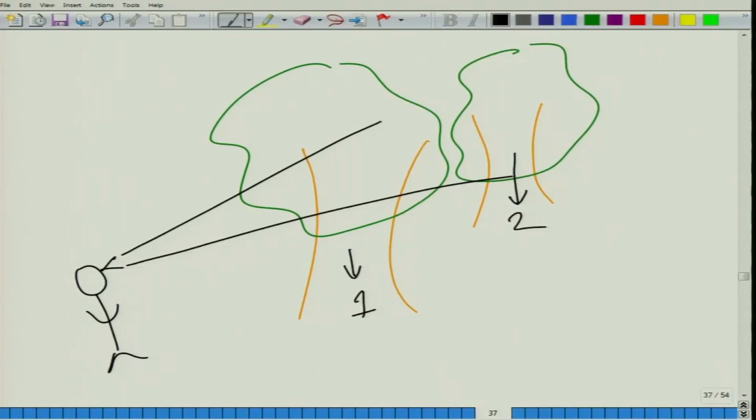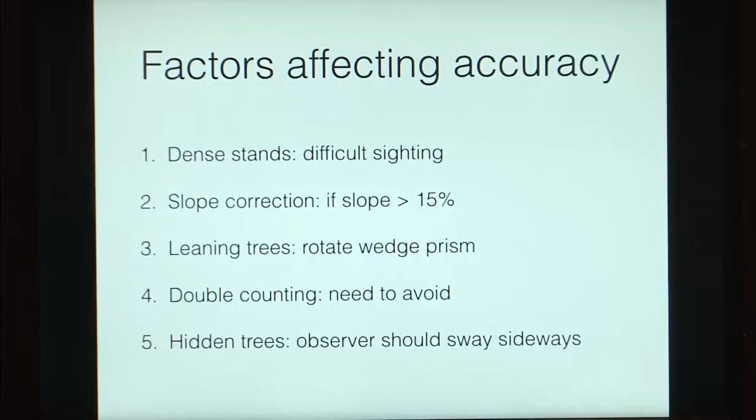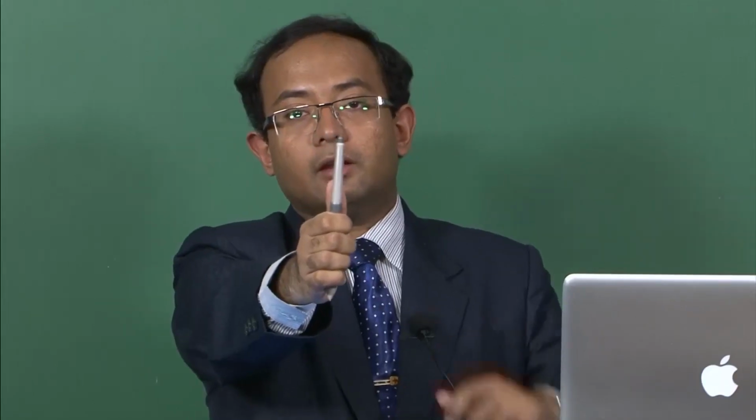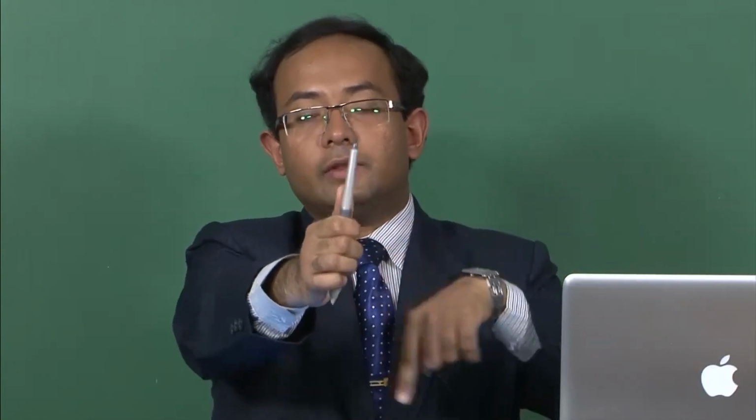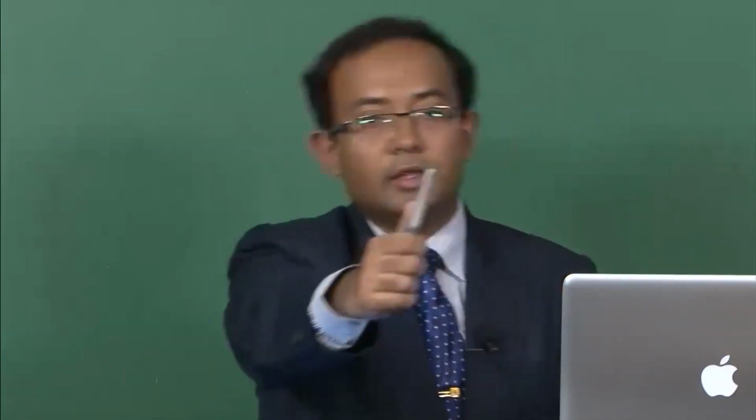Now coming back to the slide, in the case of hidden trees, you need to sway sideways. What would that mean? Suppose I am keeping my instrument like this, and if I am not certain if there is another tree after this, then I need to go towards the side to see if there is another tree or not.